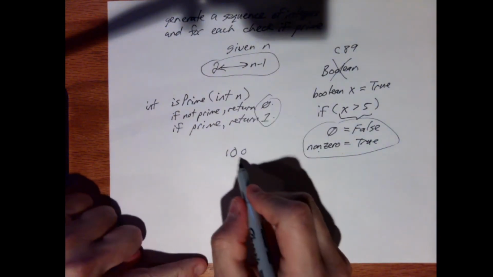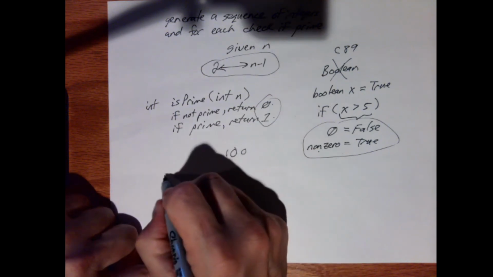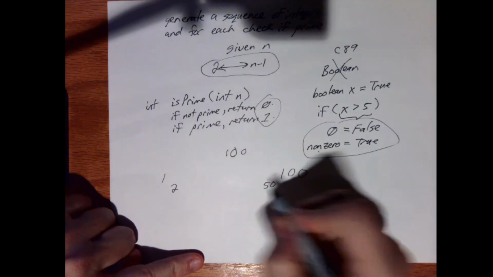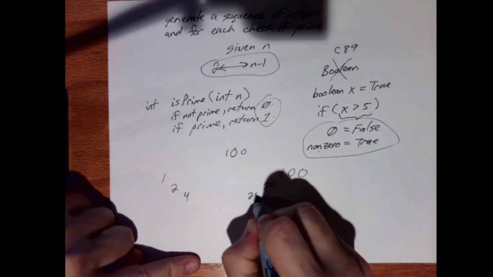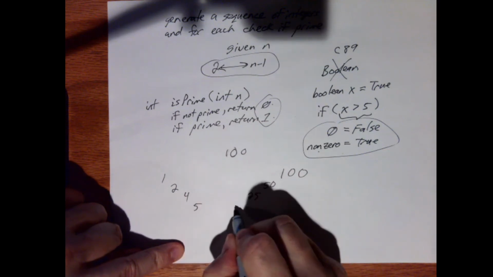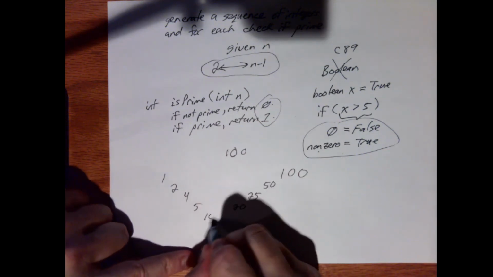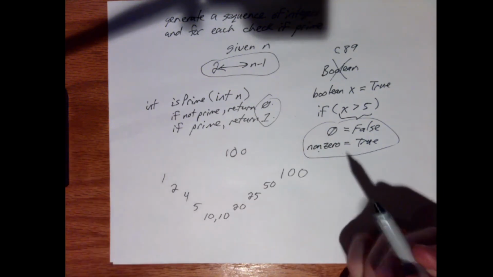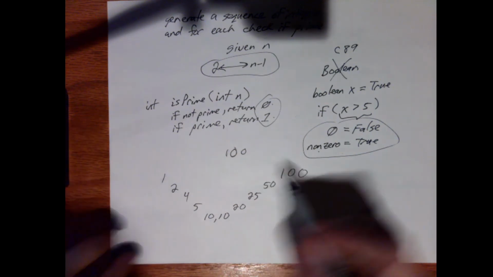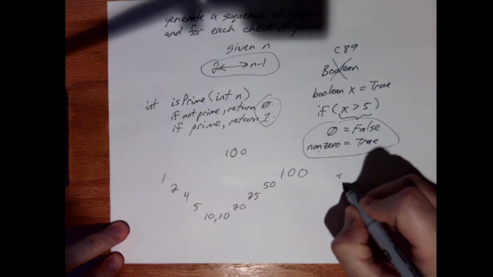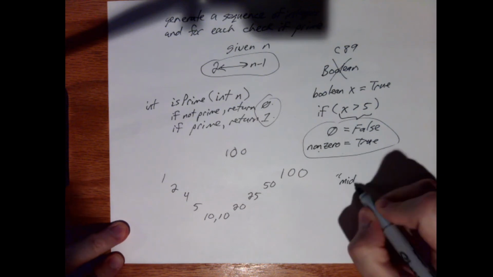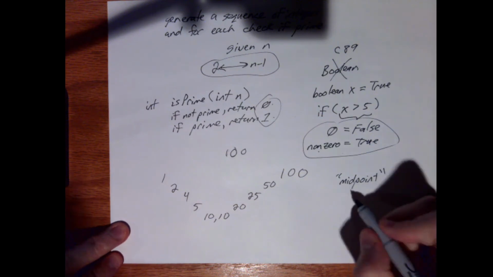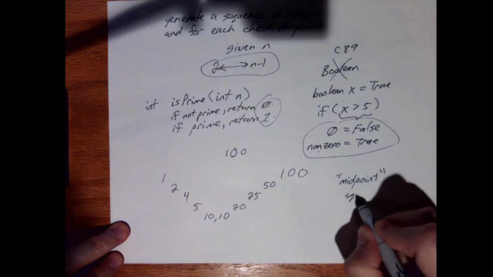So you know the factors of 100, because this isn't prime, are 1 and 100, 2 and 50, 4 and 25, 5 and 20, and 2 and 10. I think I found all the divisors of 100, right? So what's the midpoint? And I'm putting it in quotes to indicate it's not the way you normally think about it. What's the midpoint of this in the square root sense?